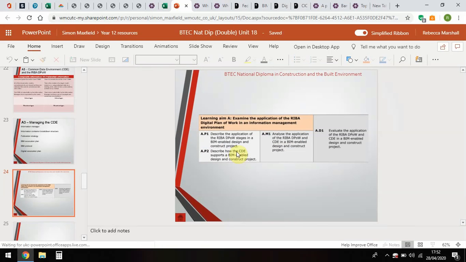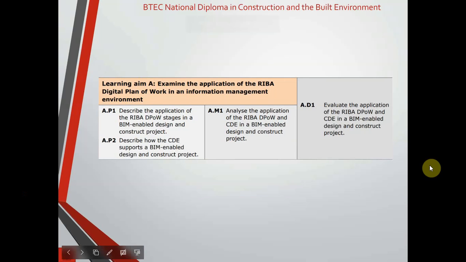So you've got your two pass criteria. Describe the application of the RIBA digital plan of work stages in a BIM enabled design and construct project. All it's saying is that if you're trying to use BIM, if you're trying to work collaboratively, how would you be using the digital plan of work to help you do that? And then it says describe how the CDE supports a BIM enabled design and construct project. So how is using a common data environment going to support those projects? You've got analyze the application of those two things in your BIM enabled design and construct project.